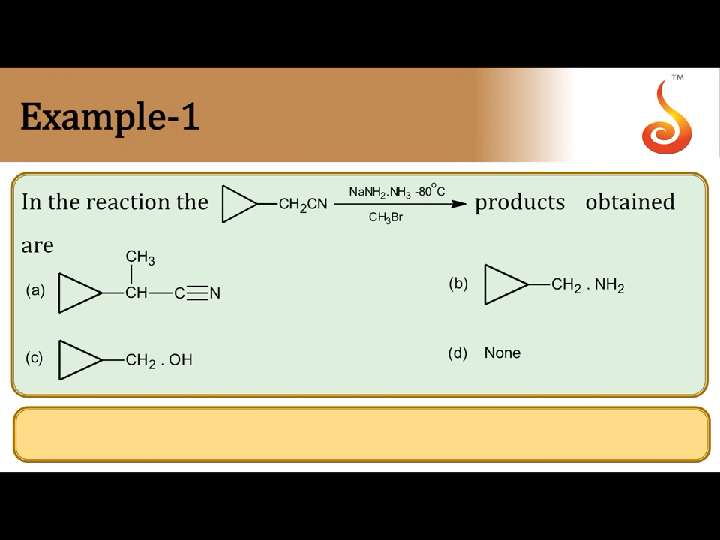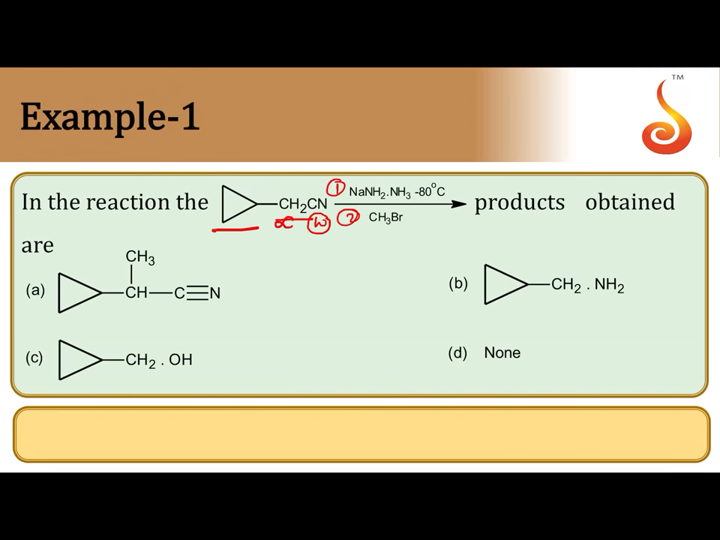In the reaction, cyclopropyl ethane nitrile, when it is reacted with NaNH2 in liquid ammonia, followed by methyl bromide, what is the product obtained? Okay. CN is an electron withdrawing group.